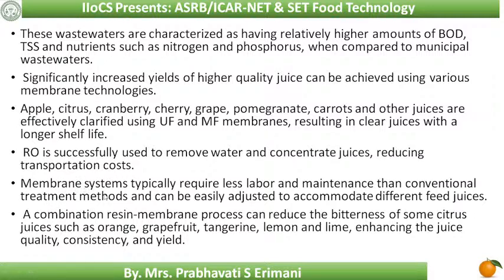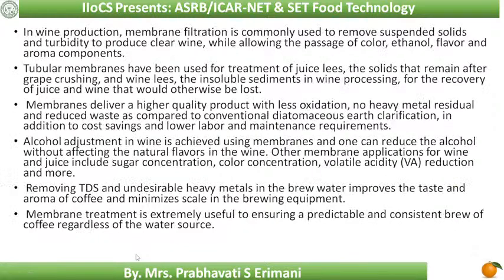Membrane systems typically require less labor and maintenance than conventional treatment methods, and can be easily adjusted to accommodate different feed juices. A combination of resin and membrane processes can reduce the bitterness of some citrus juices such as orange, grapefruit, tangerine, lemon and lime, enhancing the juice quality, consistency and yield. The wine production also it can be used, so color, ethanol, flavor and aroma components can be maintained.